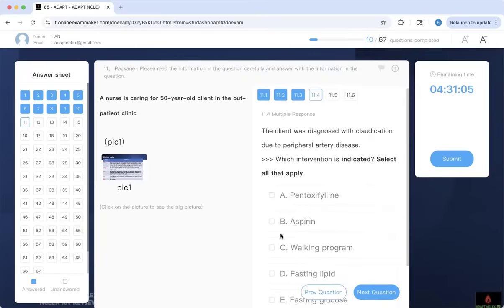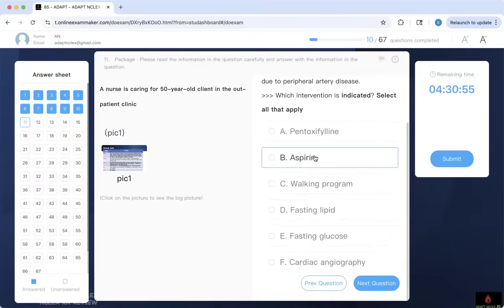Now what? The client was diagnosed with claudication due to peripheral artery disease. Which intervention is indicated? That means management of claudication. What do you think? Pentoxifylline. This is used to open the vessel. It's a medication that will increase blood flow. So that's what we use. It's different from aspirin. Aspirin is an antiplatelet. It prevents platelet plug, so we give it to them so that they don't have a platelet plug causing embolism.